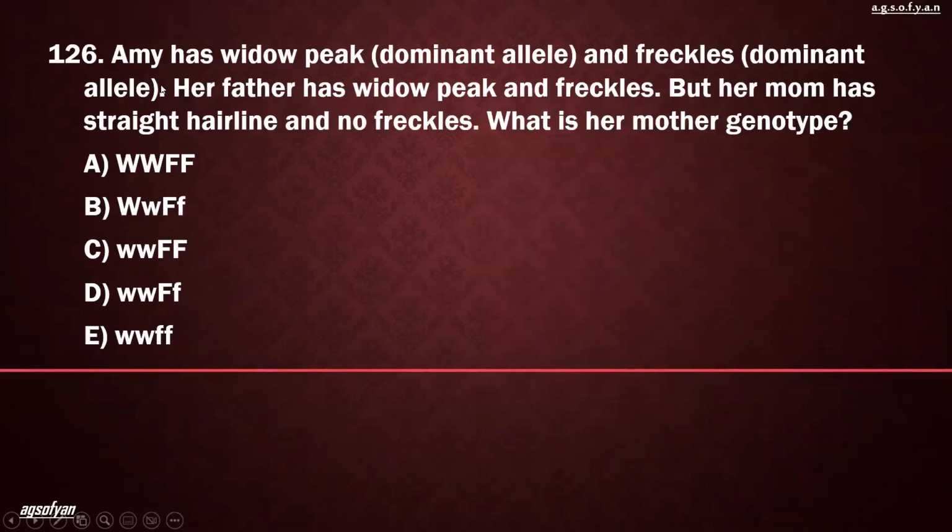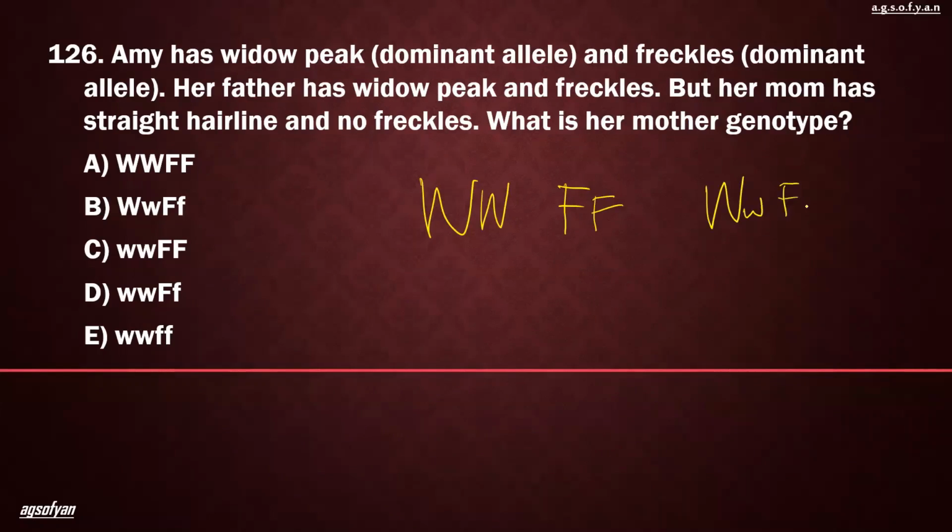Look at this: Emmy has a widow's peak, which is a dominant allele, so we can use W as the dominant allele. And freckles, which is also a dominant allele. So it's going to be like this. Because these are dominant alleles, Emmy may be homozygous like this, or could be heterozygous like this, but still has a widow's peak and freckles. So this is going to be Emmy's genotype. I don't know which one.